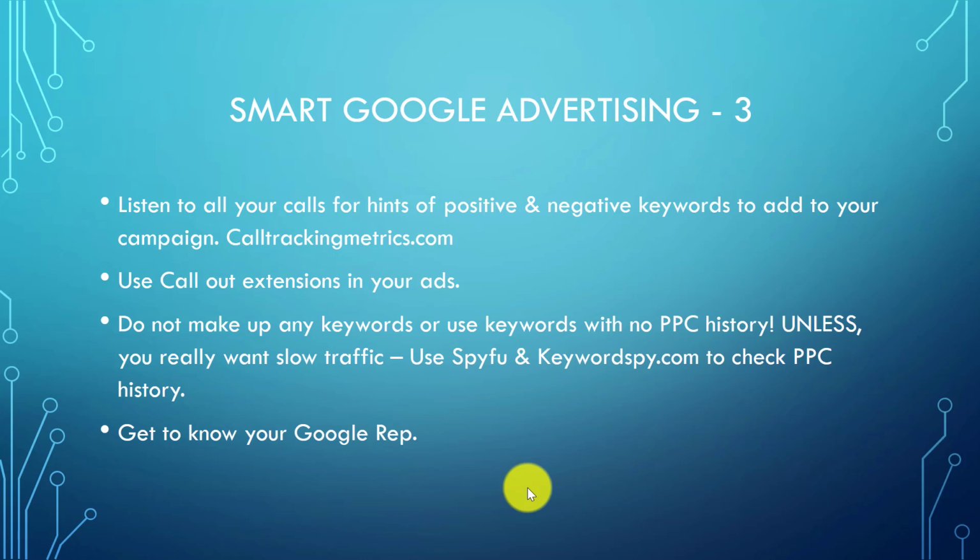There's a little bit more about smart Google advertising. You want to listen to all your calls for hints of positive and negative keywords that you can add to your campaign. I recommend calltrackingmetrics.com. They're really good. I know a lot of people using this service, so you can do that. I use Twilio. I didn't put it up here, but it's just a different variant of call tracking metrics.